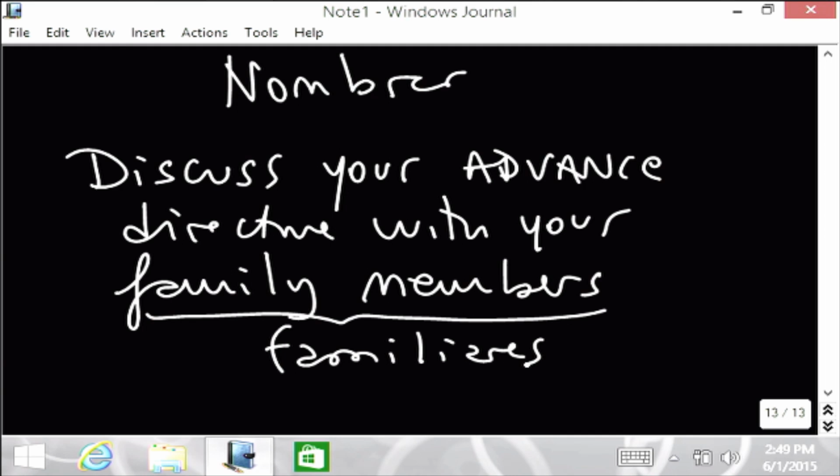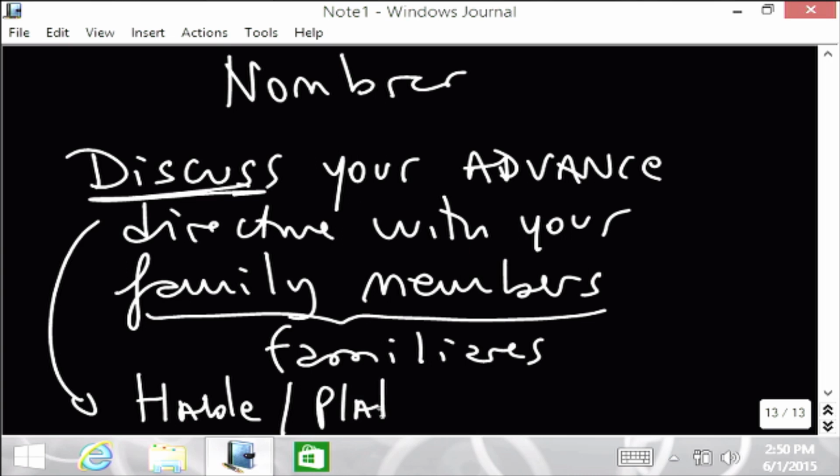The miembros de su familia is not incorrect, but it sounds like you can become members of a family. In Spanish, it sounds more like miembro es. I mean, it's not incorrect. It's preferable to say hablo con sus familiares. Now, discuss no es discuta o discutir, because discutir is to argue. Es hable, platique. Your advanced directives, sus instrucciones médicas por anticipado o por adelantado, with your family members, con sus familiares.